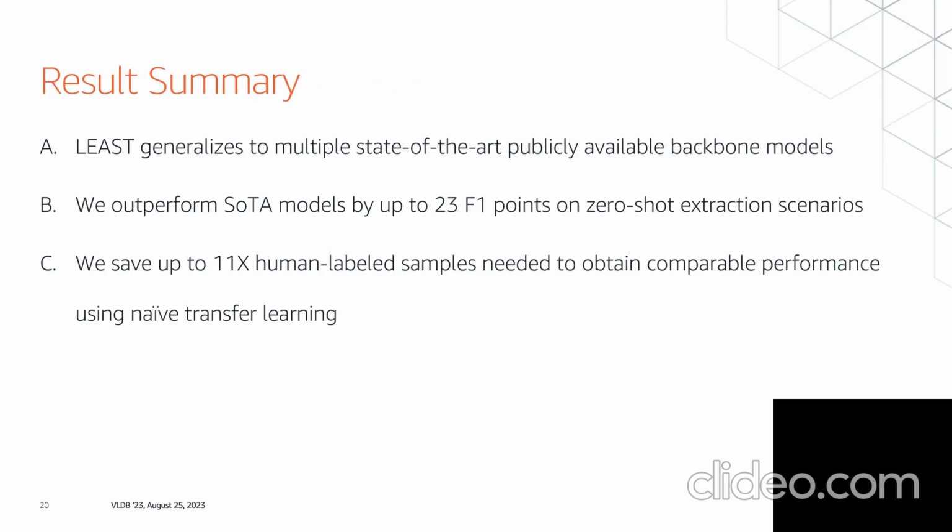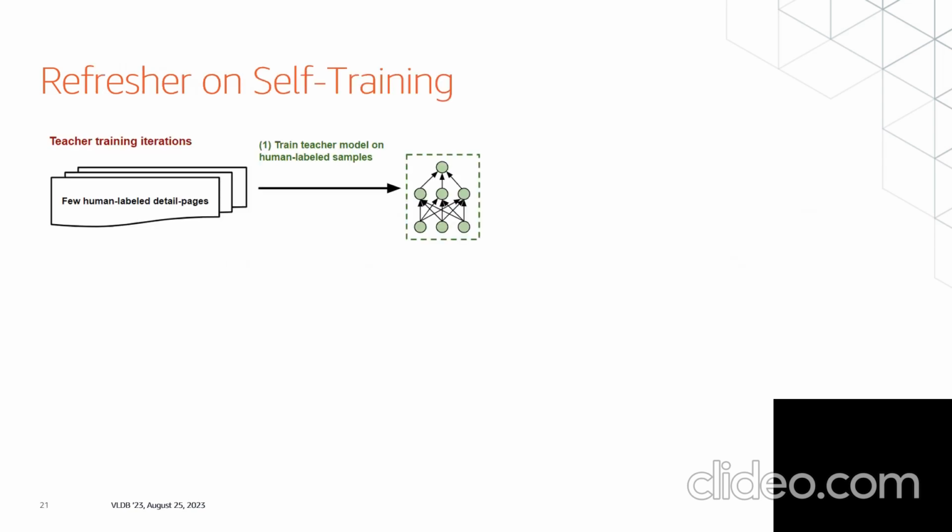And when we use LEST to train a backbone model for web extraction, it does outperform state-of-the-art models that have been open sourced by industry leaders by up to 23 F1 points on zero-shot extraction scenarios, which means that it does not lose performance points just to save cost in terms of human labels. In terms of label efficiency, we also see that using LEST can save up to 11 times the human label samples that are currently needed to obtain comparable performance as our models using naive transfer learning. So this is a huge cost saving in terms of human effort as well.